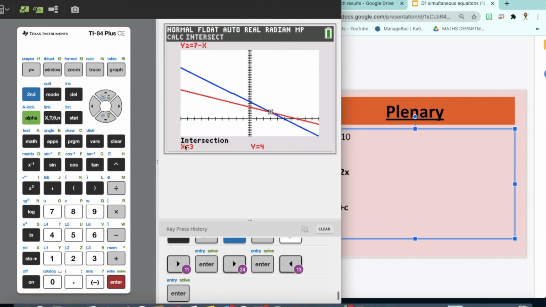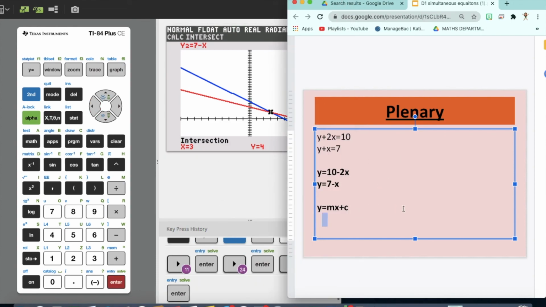When we press enter, there we go, intersect is 3 and 4. Therefore our answer to this question is x is equal to 3, y is equal to 4. This is how you do simultaneous equations.